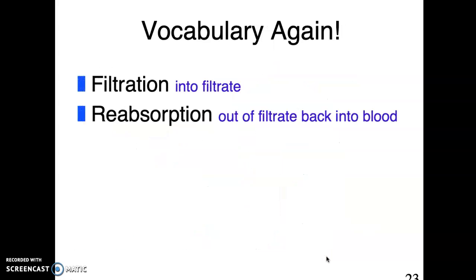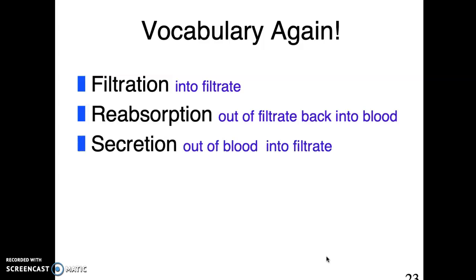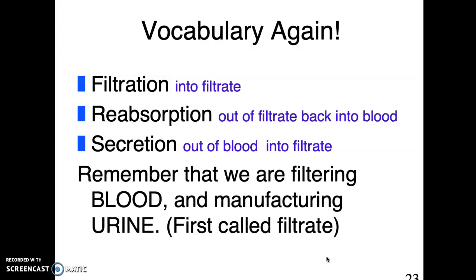Filtration into filtrate. Reabsorption out of filtrate. The reason I'm nailing this on you again is because students get confused into which direction what is moving. So secrete out of the blood into the filtrate. Okay, remember that we are filtering blood and manufacturing urine. Students often get that backwards.